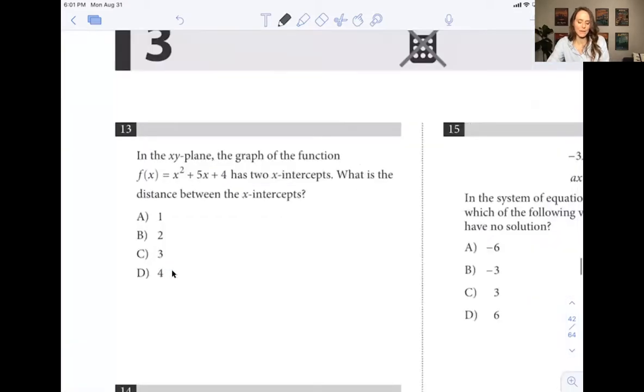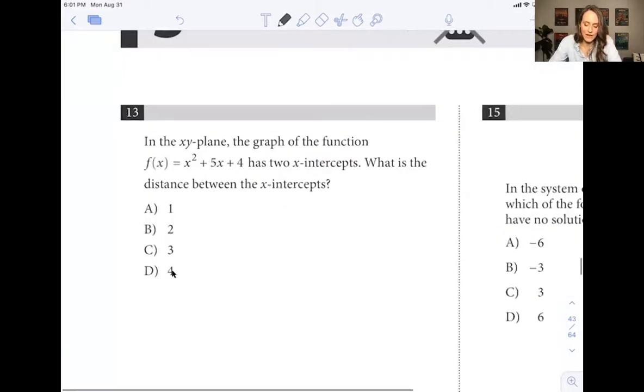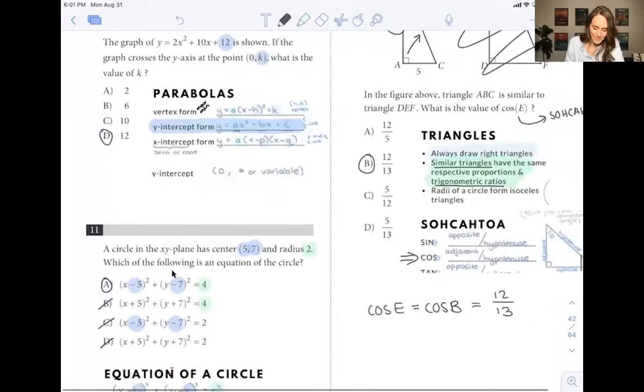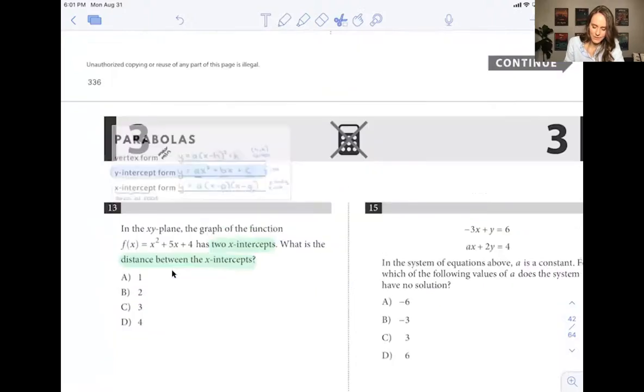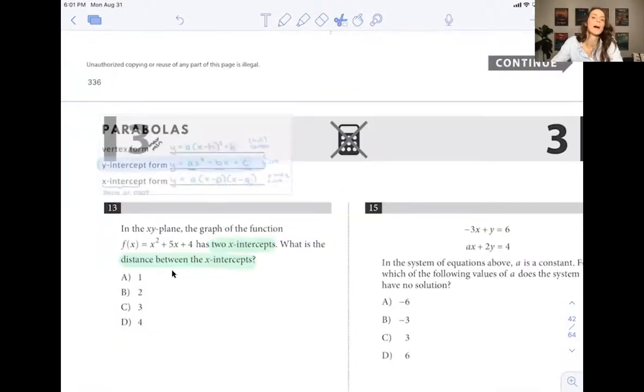Let's look at number 13. So in the XY plane, the graph of the function has 2 x-intercepts. What is the distance between the x-intercepts? So that's a parabola, and it's in the x-intercept form. They say there's 2 x-intercepts. And when I look at my parabola core concepts, I can see there for my x-intercepts, I'm going to need to factor. And even if you didn't make that connection on the SAT, if you can factor something, you 100% should factor it.